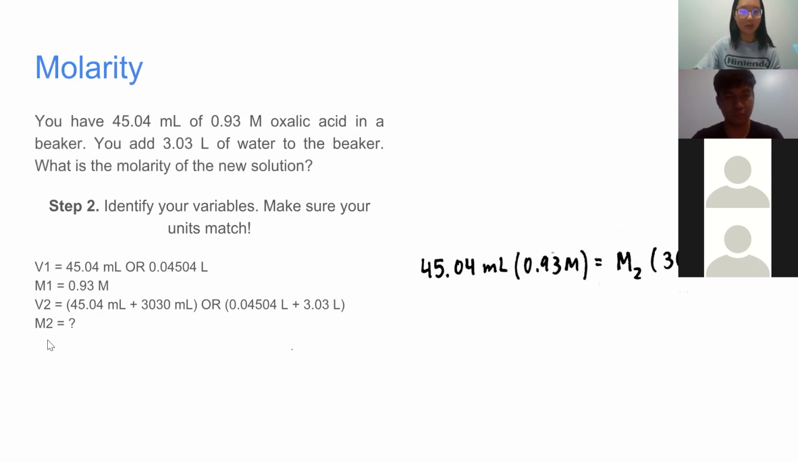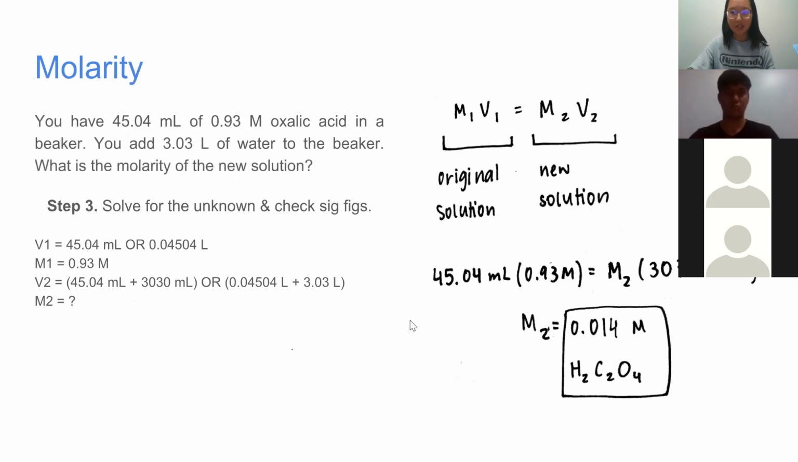And then finally, your M2 is also pretty straightforward. That's the molarity of the new solution that we want to calculate. Identifying the variables is the hardest part, I think, for these problems, but once you know your variables correctly, the math that follows is really easy. So if you worked out the calculations, hopefully you should have gotten 0.014 molar oxalic acid. And as always, check your sig figs.